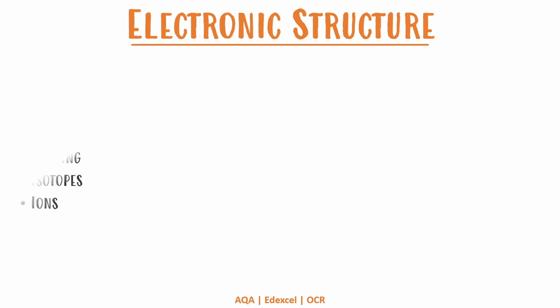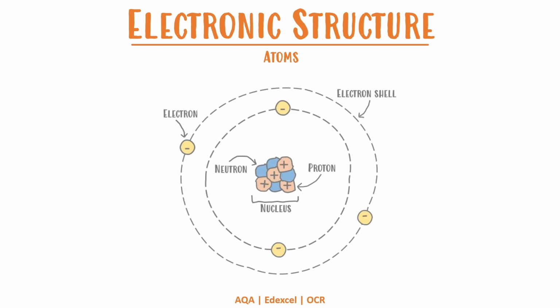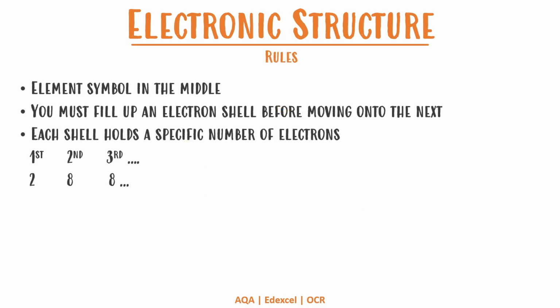Right, let's get started and we'll recap our general structure of an atom, with both protons and neutrons in the nucleus found in the center and electrons orbiting in the electron shell. Now, for the purpose of this video, we're only going to be concerned about the electrons and electron shells. So let's have a look at the rules which we'll need to draw them.